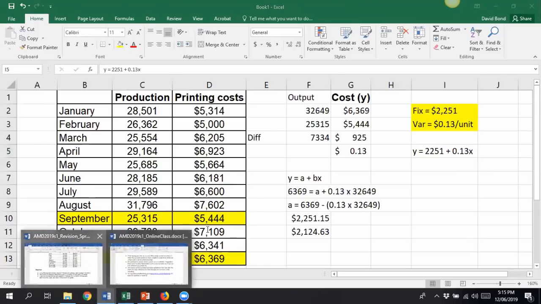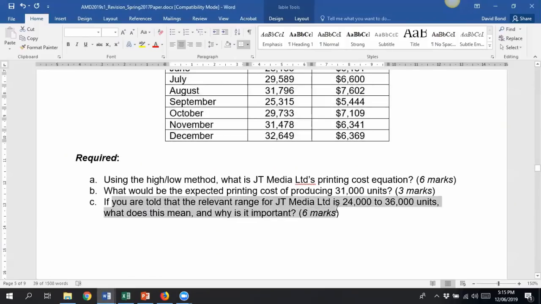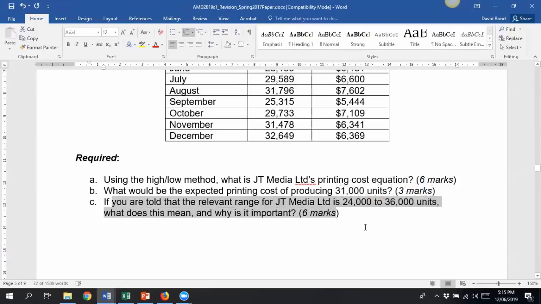Be aware also that there's not just going to be calculation questions. There could be questions like this, where you're told what the relevant range is. So you're going to need an understanding of what relevant range is, what fixed costs actually are, what variable costs actually are, what mixed costs actually are, and what they change over. So it's good to have an awareness of that.